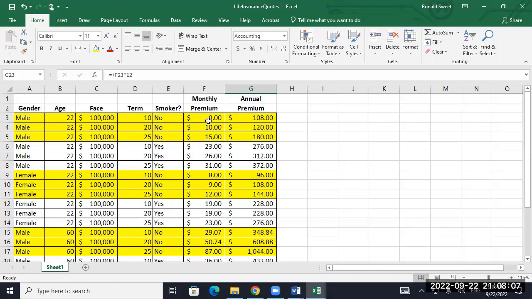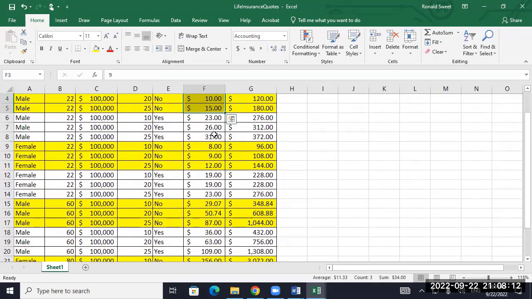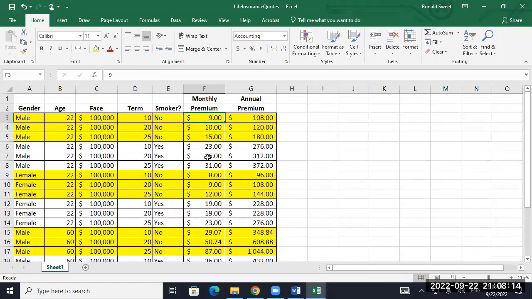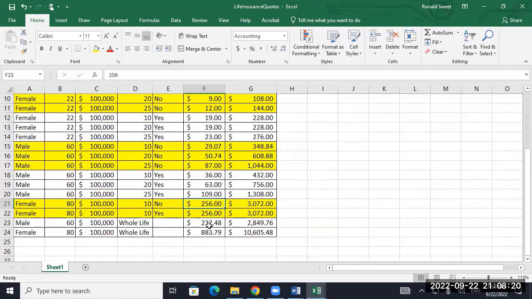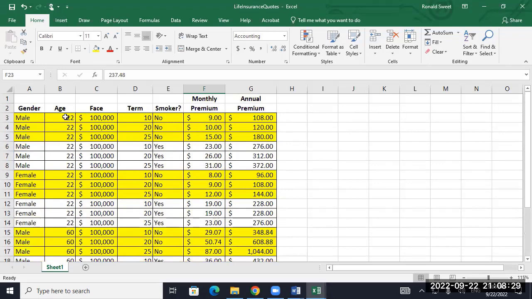But I mean, look how cheap this is. I should have done a whole life. That's where I messed up. I should have done a whole life for a 22-year-old just to see the difference. That would have been interesting. But you can see at a 60-year-old, whole life is almost 10 times more expensive. So yeah, that's my one fault. I should have looked at a whole life here.